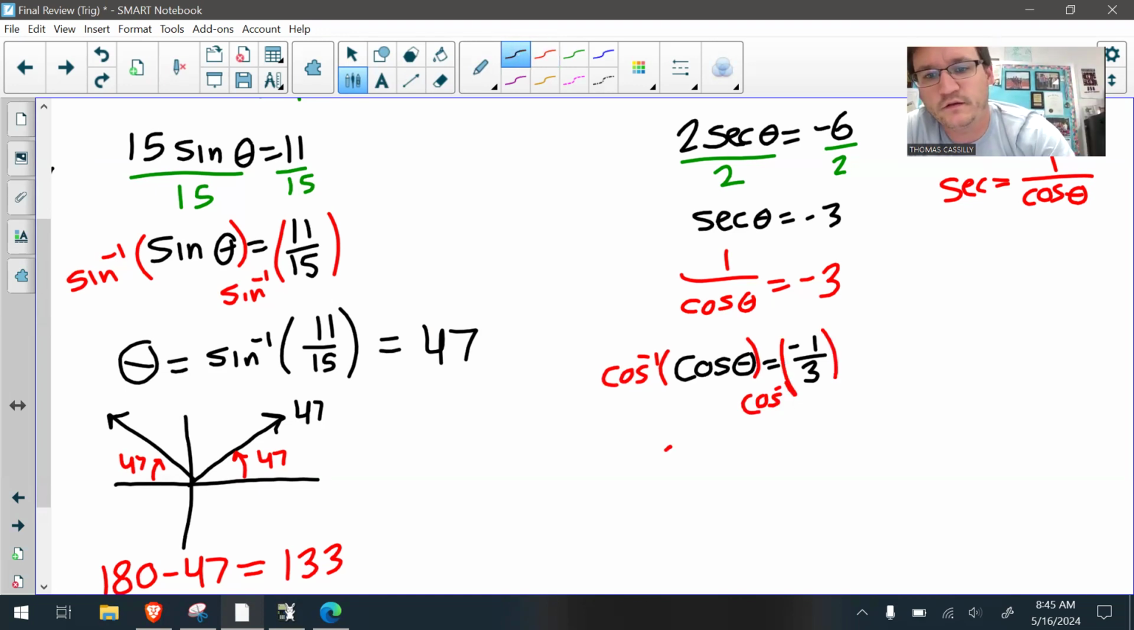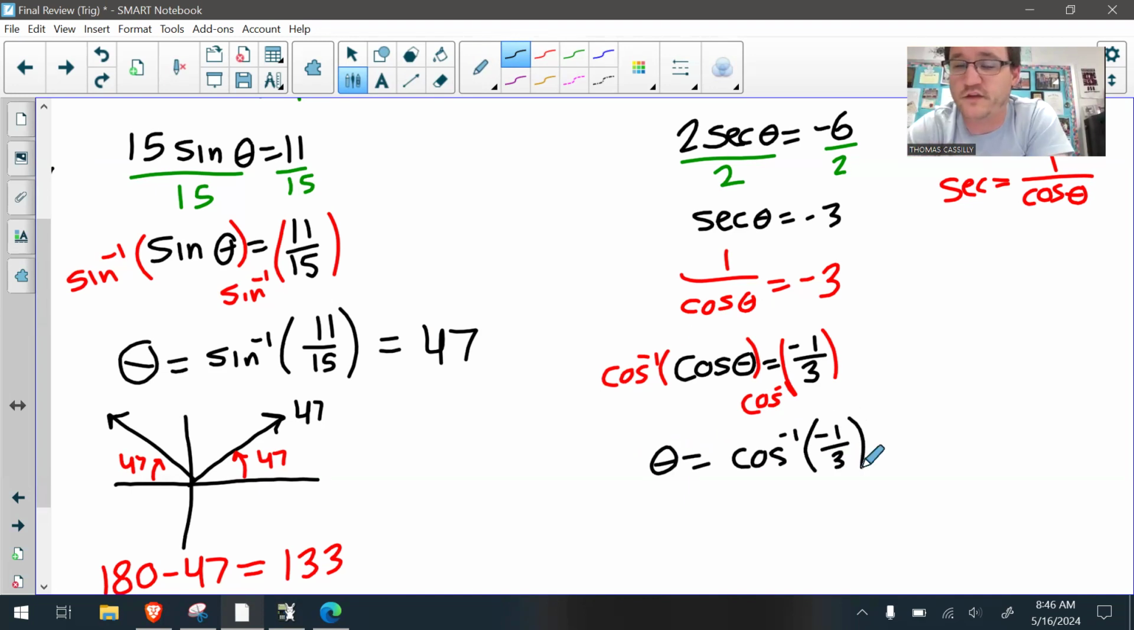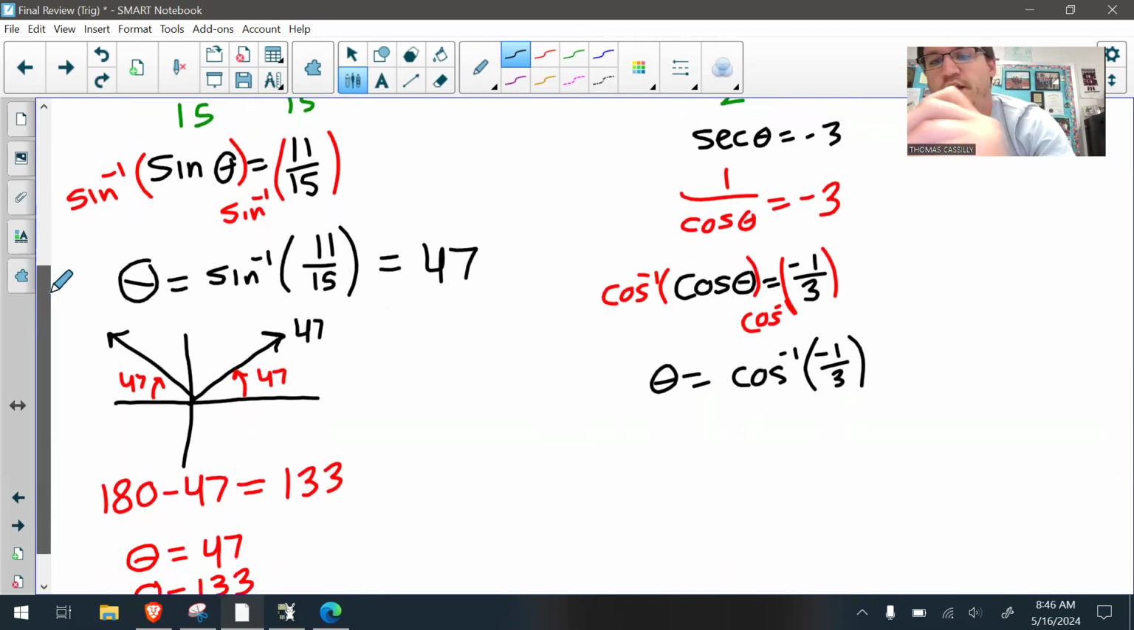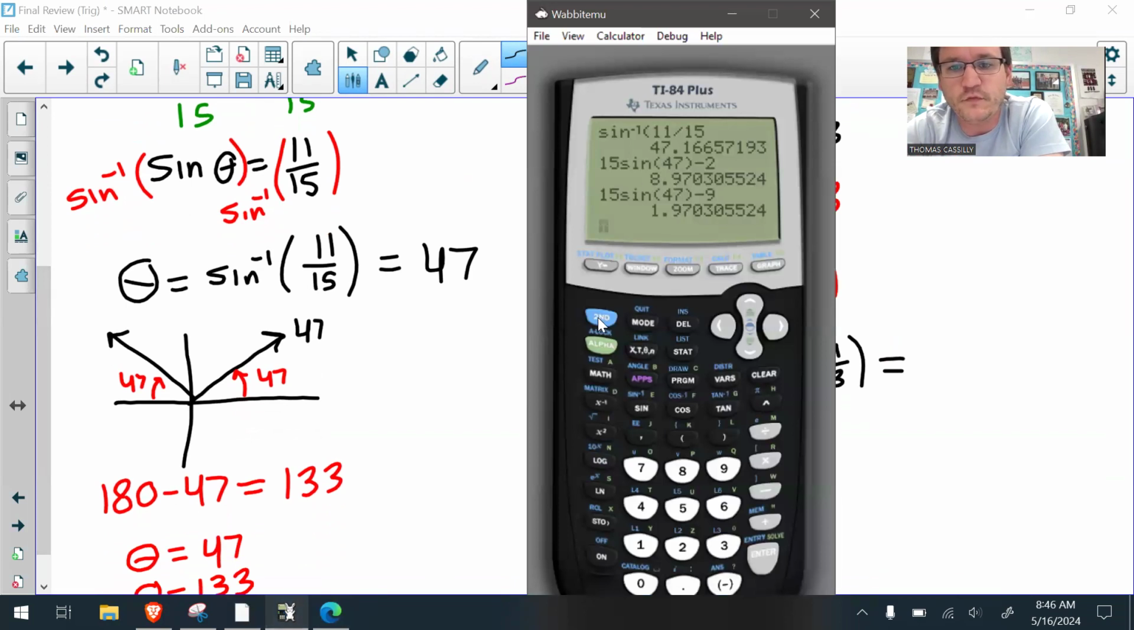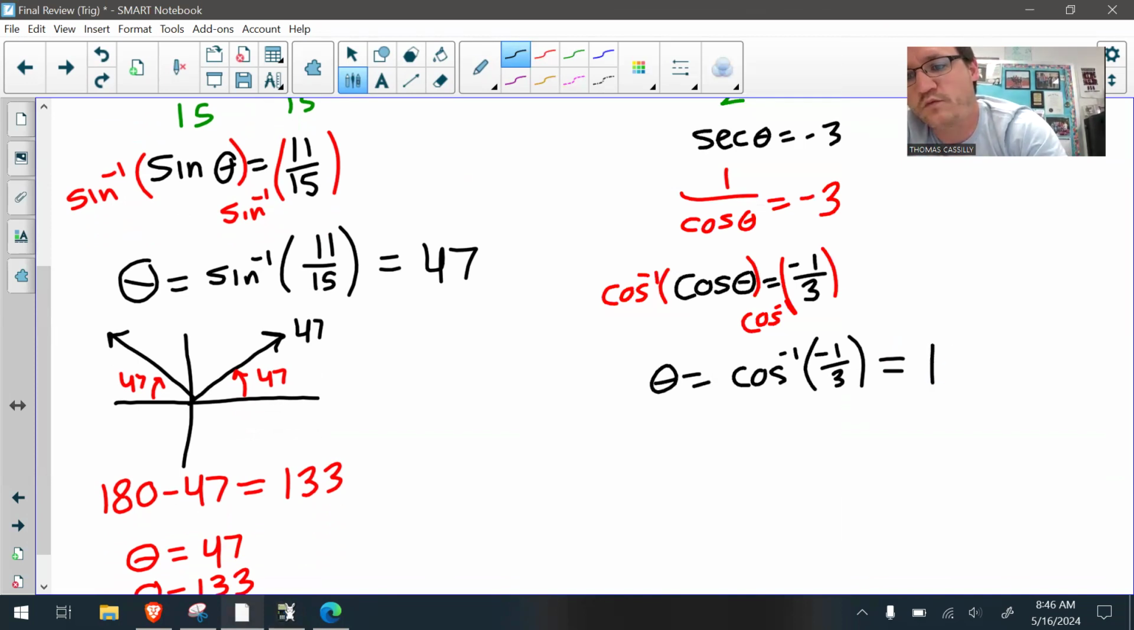We are going to get theta. Theta equals the inverse cosine of -1/3. And again, that is not a nice number. That's not anything on the unit circle. So we're going to have to punch that into our calculator to see what comes up. So the inverse cosine of -1/3 gives us, I'm going to call that 109. It's not quite enough to round it to 110, so we're going to keep it 109, right?